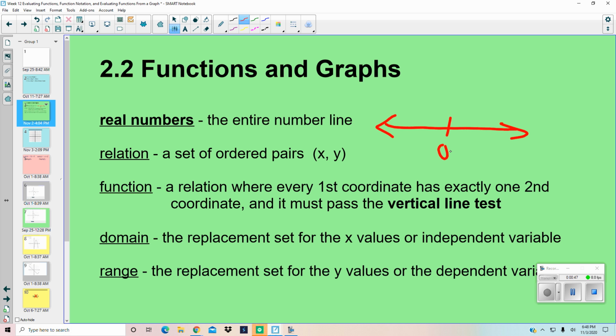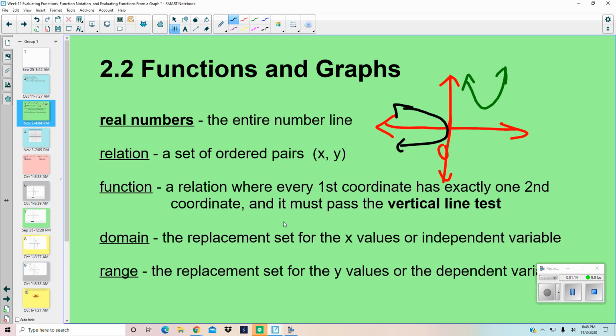line test. So for example, if my graph on the xy axis is a parabola, looks like that, that would pass the vertical line test. If it's a sideways parabola, looks like that, that does not pass the vertical line test, so that is not a function. The definition's domain is the replacement set for all the x values or independent variable.